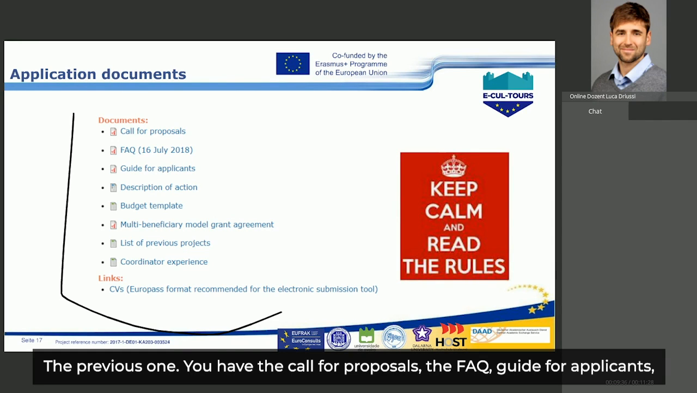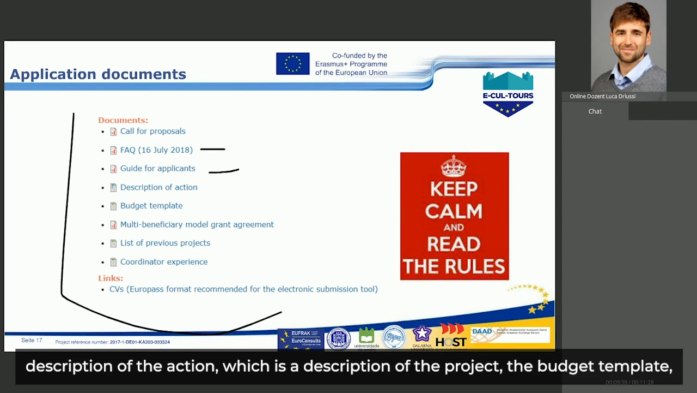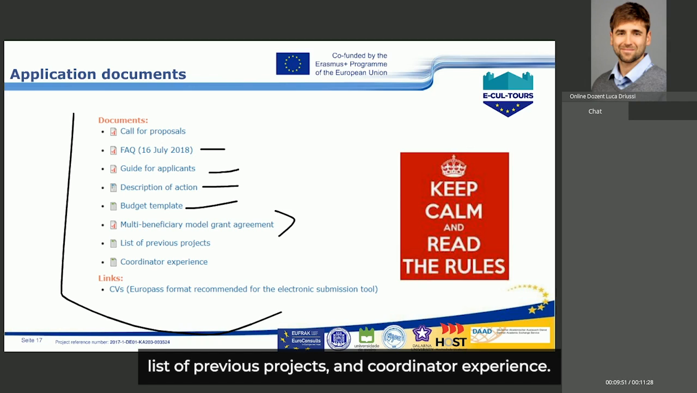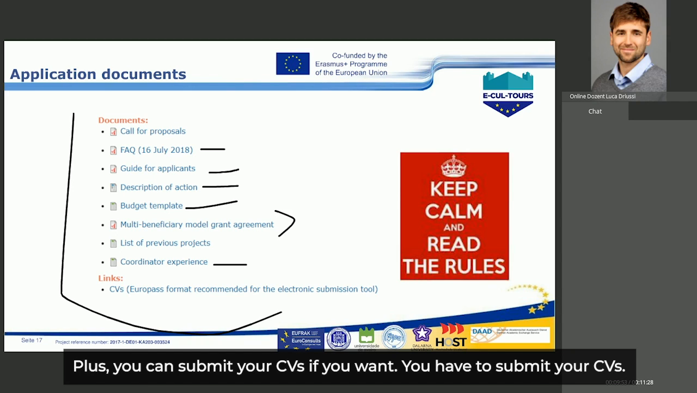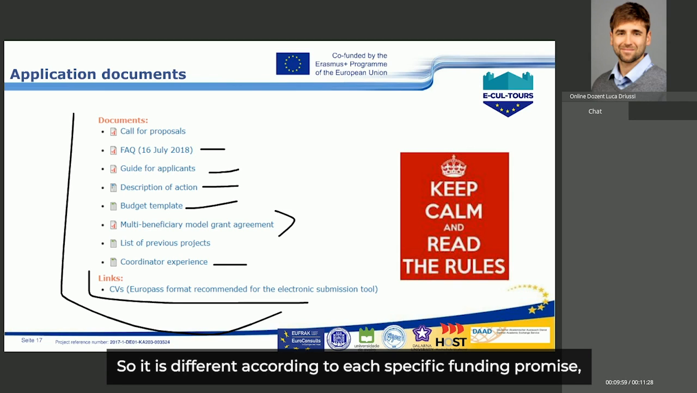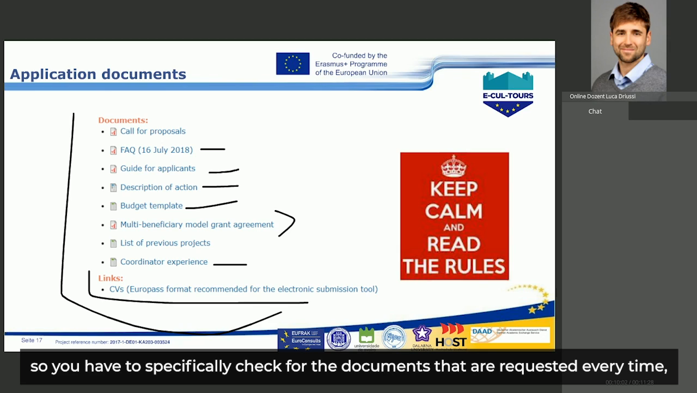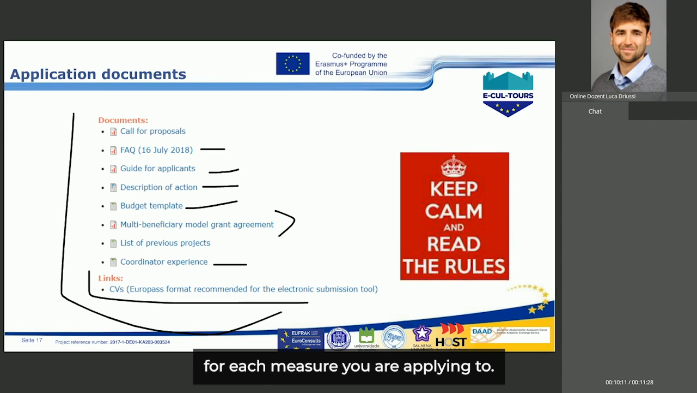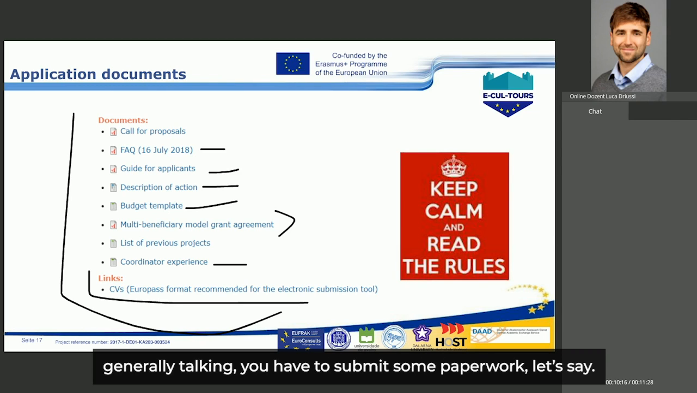In the previous one, you have the call for proposal, the FAQ, guide for applicants, description of the action, which is the description of the project, the budget template, the grant agreement between project partner and the coordinator, list of previous project and coordinator experience, plus you have to submit your CVs. So it is different according to each specific funding program. So you have to specifically check the documents that are requested every time, for each funding program, for each call for proposal, for each measure you are applying to. So we cannot give a general rule, but generally speaking, you have to submit some paperwork.